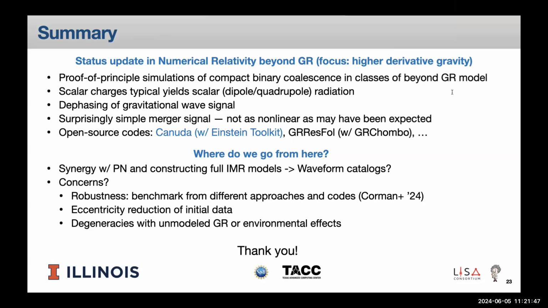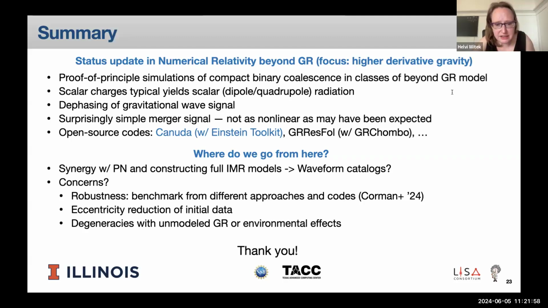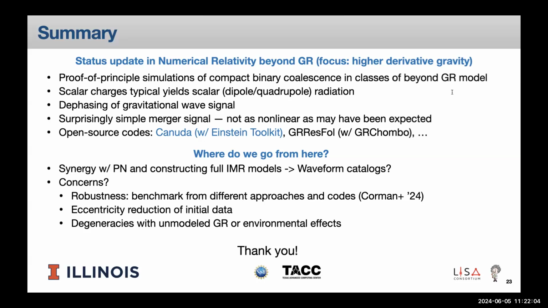We have one more question. Drew? You may have mentioned this earlier, but can you also get degeneracies with GR, like different mass and spins? Sorry, can you repeat your question or come a bit closer to the microphone? If you do a beyond-GR simulation with some mass and spin, can you get degeneracy with a classical simulation of a different mass and spin?